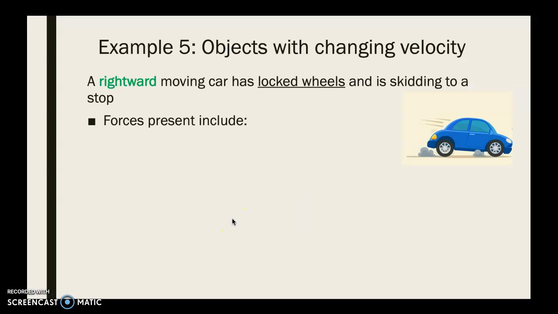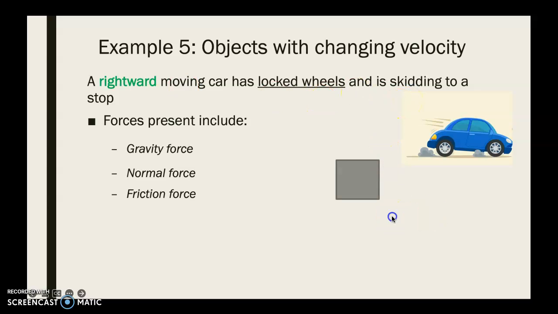Objects that have changing velocity. So let's imagine this. A rightward moving car has locked wheels and is skidding to a stop. So we're going to have gravity force, normal force, and friction force. The wheels are what push the car forward. They would be the applied force that would be moving the car. Because the wheels are locked and are no longer moving, there is no applied force in this situation. So what we have, the car is slowing down. It's moving to the right, but it's slowing down to a stop.